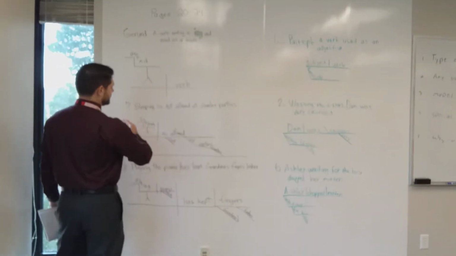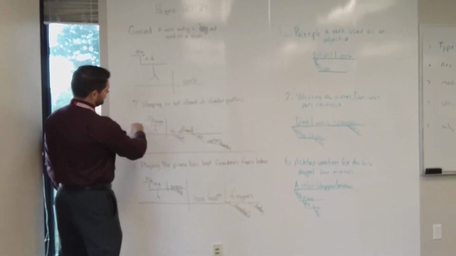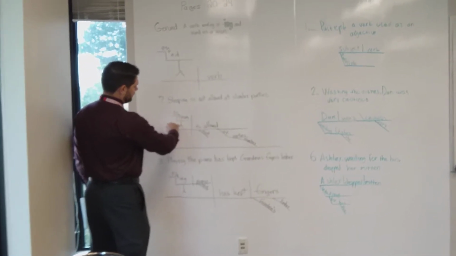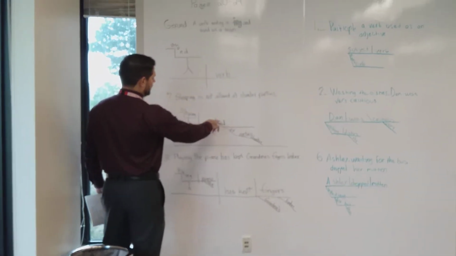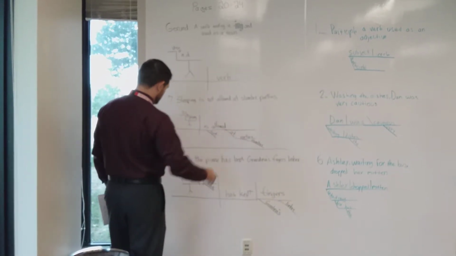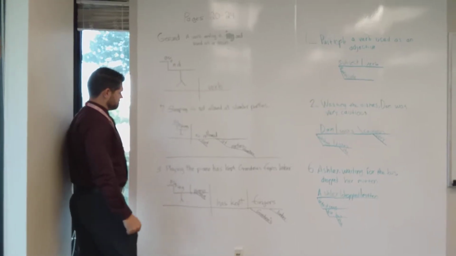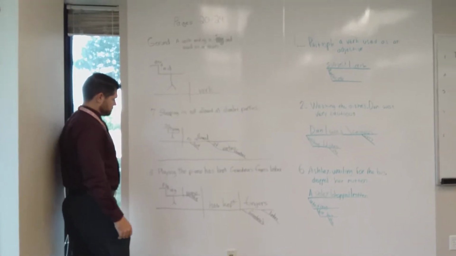All right, go ahead. Okay, so in this example, sleeping is not allowed at slumber parties. So sleeping is your gerund, so you write it as such. And then is allowed, then not down here, and then at slumber parties. So my verb is now at the front of my sentence because it's a gerund used as a noun.